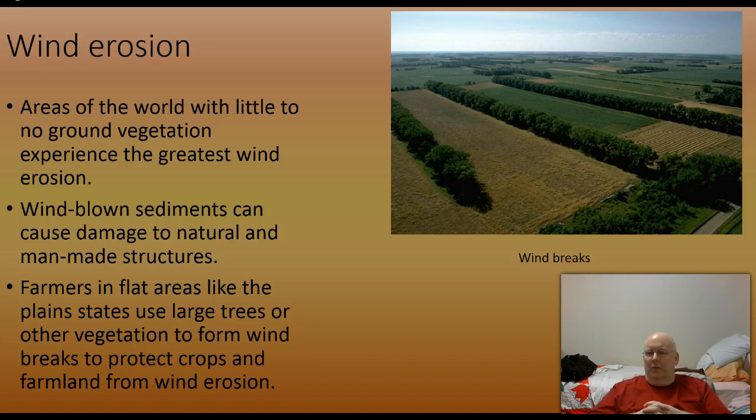So farmers plant trees, because trees aren't really natural on the prairie. They plant these rows of trees to break the wind, to stop the wind from gaining too much strength and eroding the soil away on the farmland. So they're using trees or other tall vegetation to form windbreaks. A good way to stop erosion.